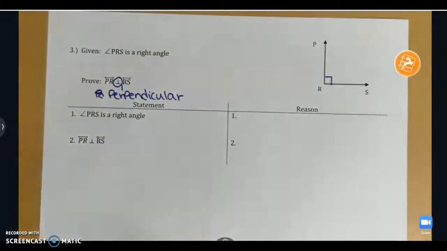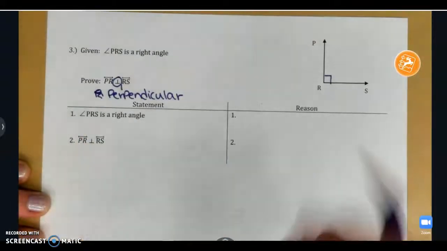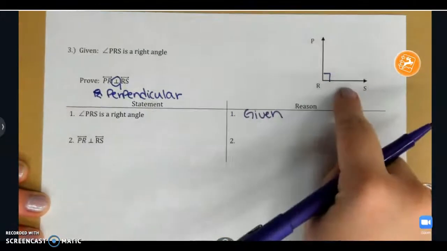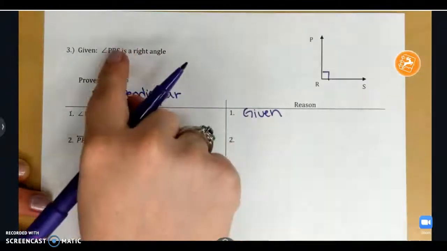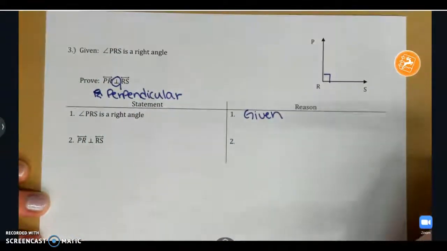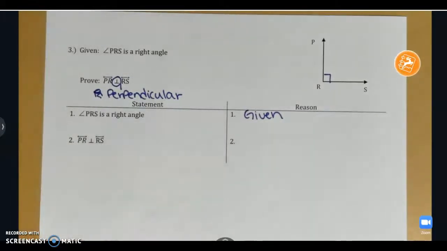So, my first statement is that angle PRS is a right angle, and I was given that. We could not assume that from our diagram, even though we have the diagram. This was given. It was not assumed from the diagram because we cannot assume right angles. Okay, then I'm ready to go ahead and say that these are perpendicular lines.